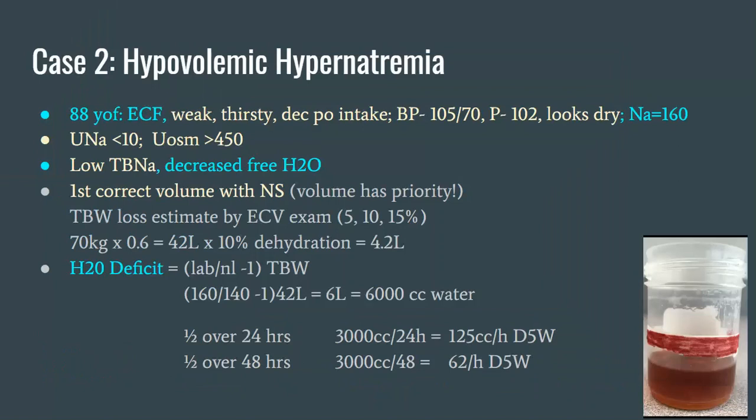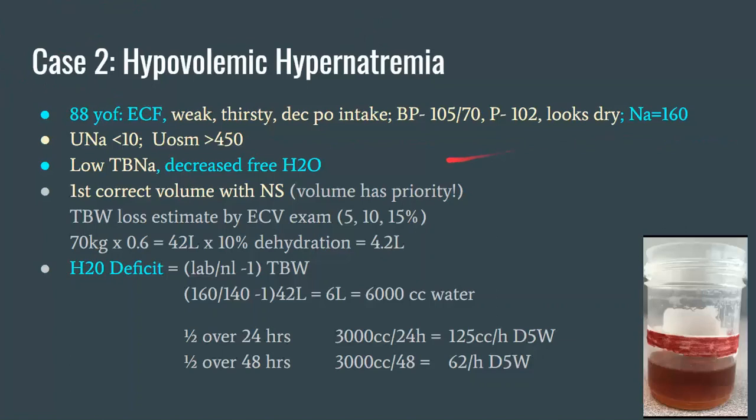Let's take a look at case number 2. This is the case of hypovolemic hypernatremia. Another grandma comes in, 88 years old, from the nursing home. She's weak and thirsty with decreased PO intake, with a blood pressure of 105 over 70, pulse 102, and she looks dry. But look at her. She's got the same numbers as the other lady, but her sodium's 160. What's going on with her?